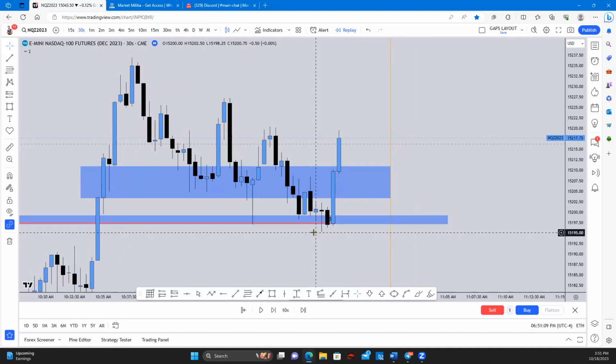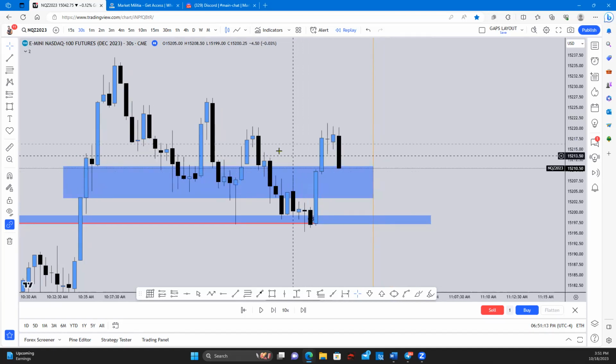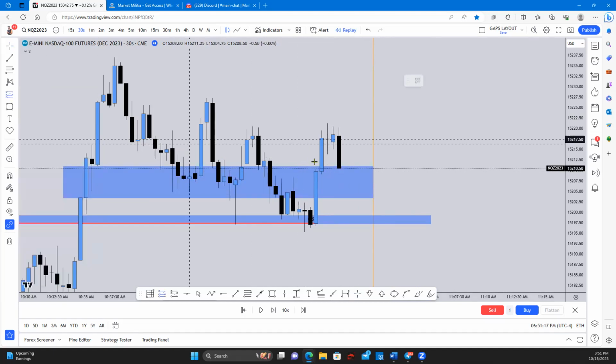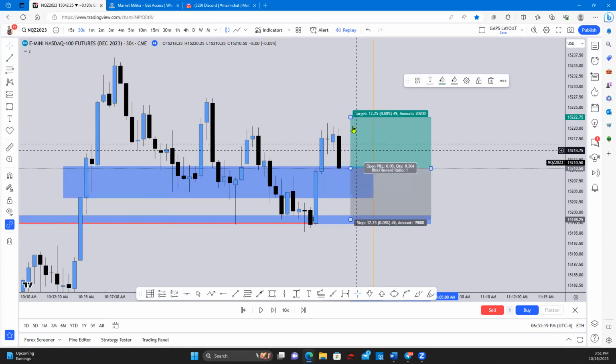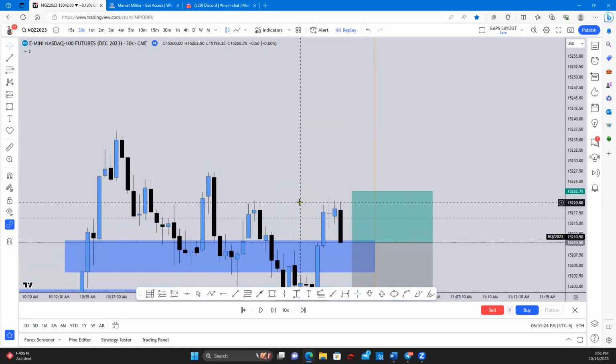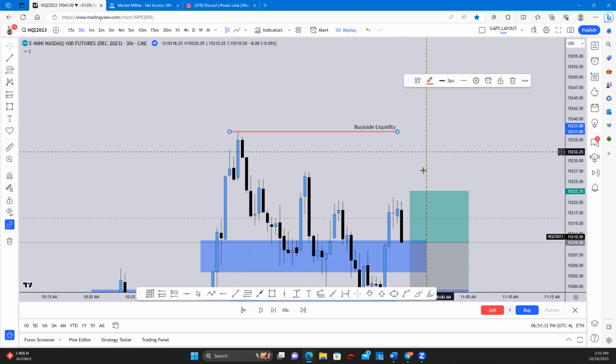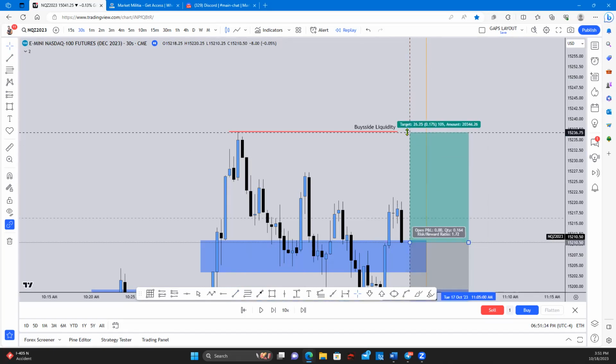So there's a really nice push to the upside. Okay, so I like this here, taking this entry as we drop in, stops here, and target the first point of liquidity here. So this would be our first target for buy side up here.